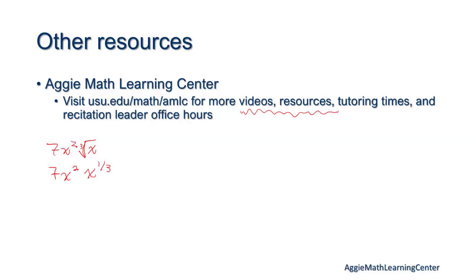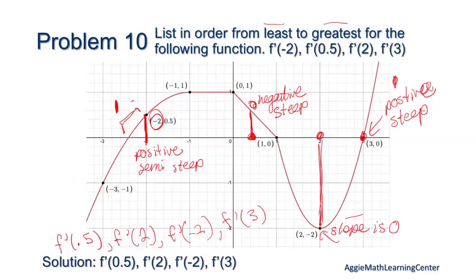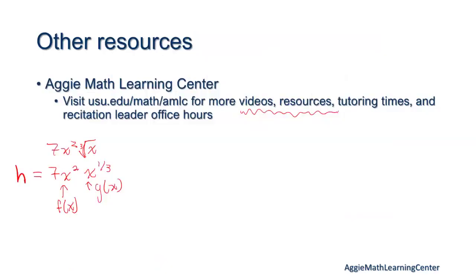So you're just taking the derivative of it, I'm assuming. Yeah. Okay, so then we have our f of x, this is our g of x, and we'll call this h. Okay, so then our h prime is going to be the derivative of f of x, which is 14x times our x to the 1/3, plus the derivative of our g of x, this guy.